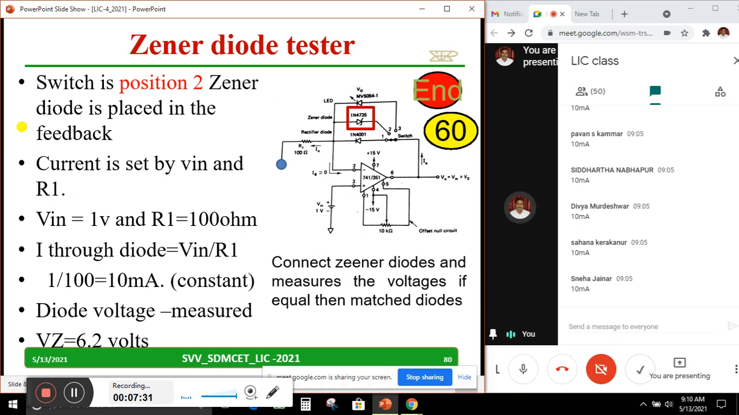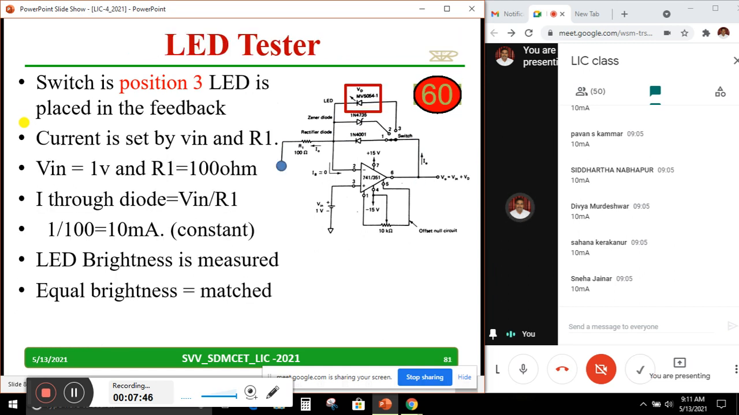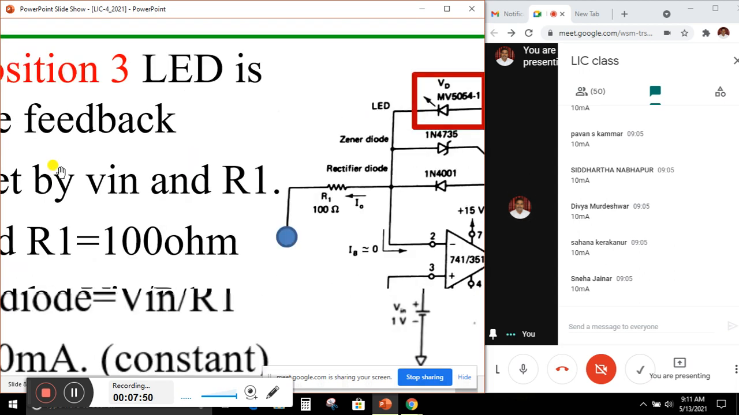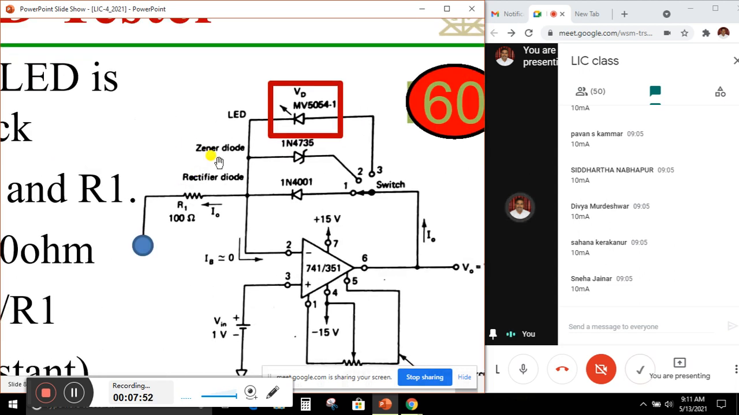Similarly, if it is connected to the third position, I am talking about the second position. I hope most of you are observing the movement. I am talking about this. And last, similarly, we can go to the third position. So in the third position, what am I doing? In the third position, I am connecting an LED.